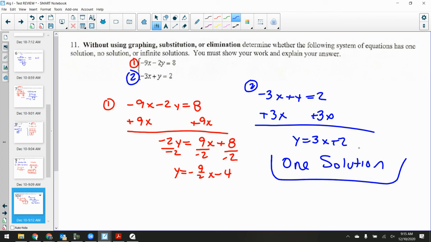Just one. Okay. And we see that by finding the slopes of those two lines. If the slopes are different, then the lines are just going to cross once. If the slopes are the same, y-intercept the same line, infinite. Slope the same, y-intercept different, no solution.